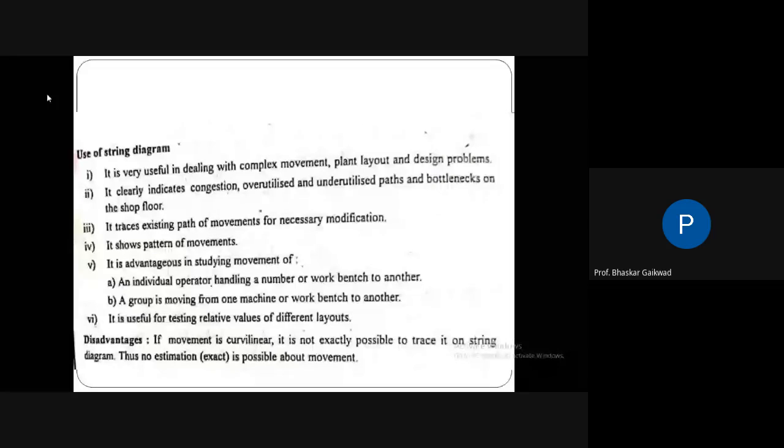So this is about the string diagrams. A very simple concept. Then the next charts, that is the travel charts.